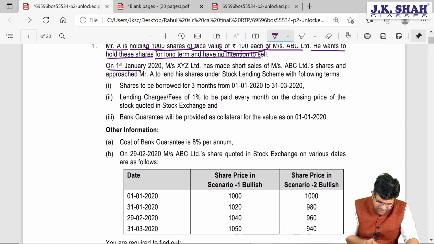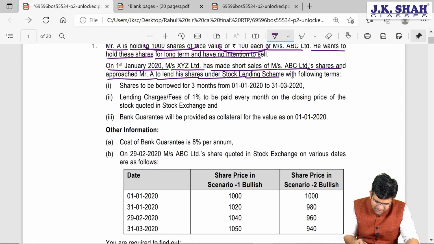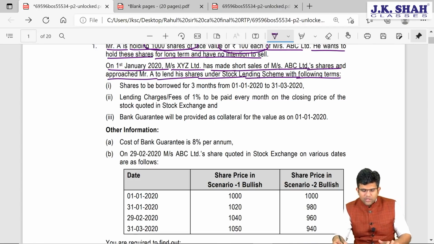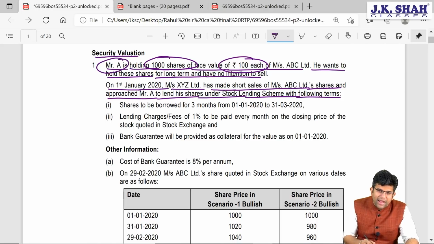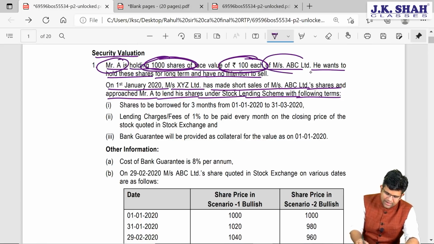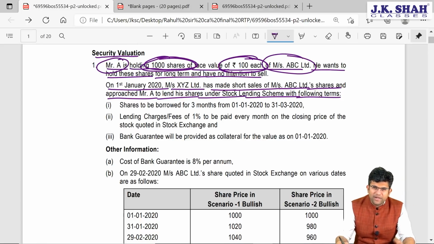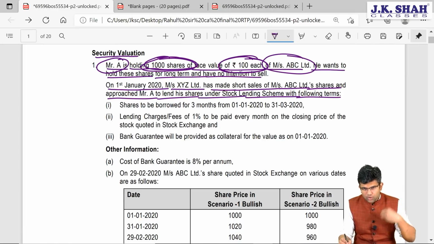So on 1st January 2020, this company XYZ Limited made short sales of this company's shares and approached Mr. A to lend his shares under the stock lending scheme with following terms. So basically XYZ Limited is asking Mr. A to lend these 1000 shares of rupees 100 each of this ABC Limited so that he can short sell it. Short sell means basically sell it in the market, and of course he will buy it back and then give it back to A.